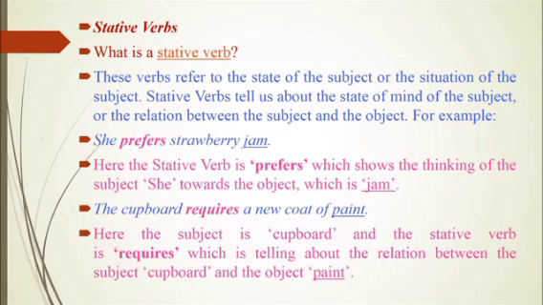The next example sentence is, "The cupboard requires a new coat of paint." Here, the subject is cupboard and the stative verb is requires, which is telling about the relation between the subject cupboard and the object paint.